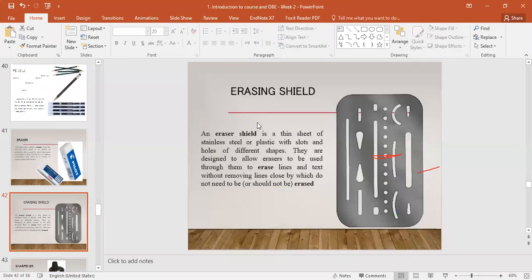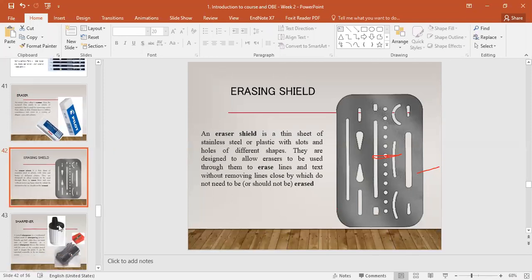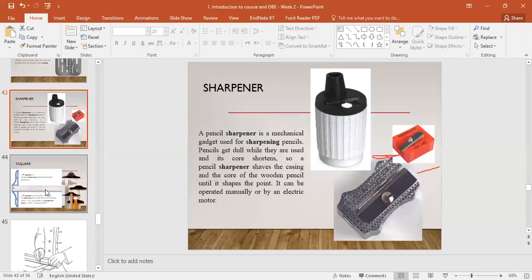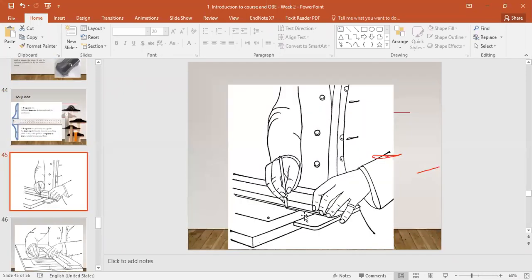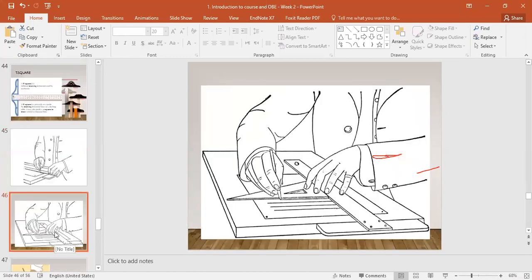Now the erasing shield. What is the purpose of this erasing shield? If you have a drawing on the complete sheet and you have to erase only one line, you will place this shield on the drawing sheet, and it allows you to erase only that specific line. Sharpener. The T square is used to draw perpendicular lines, as you can see, or parallel lines.